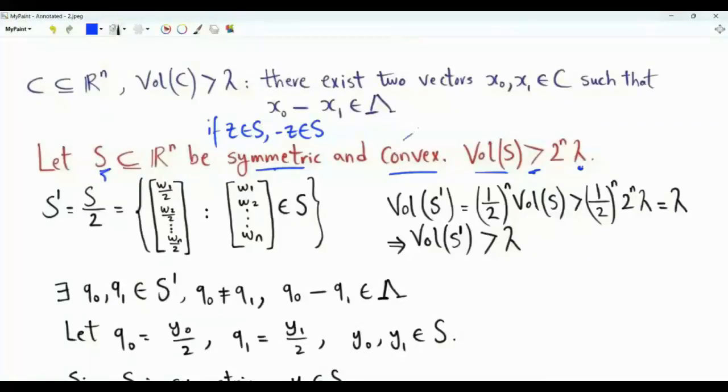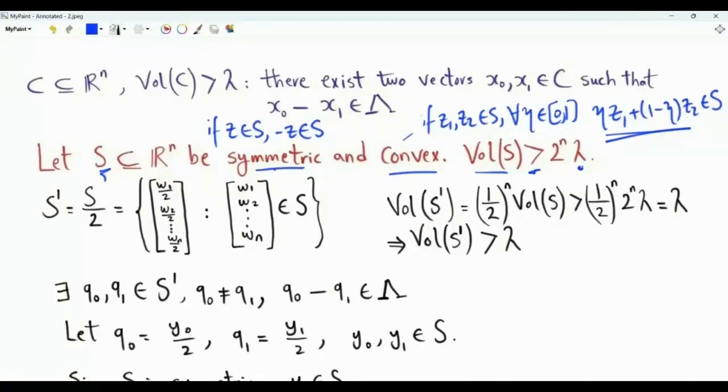Convex means that if z1 and z2 are in S, then for every eta between 0 and 1, eta z1 plus (1 minus eta) z2 is also in S. So this is a convex combination of z1 and z2. This means that if there are 2 points in the set, then all the points on the line segment connecting z1 and z2 will also be in the set S.